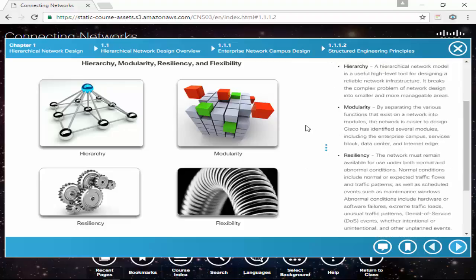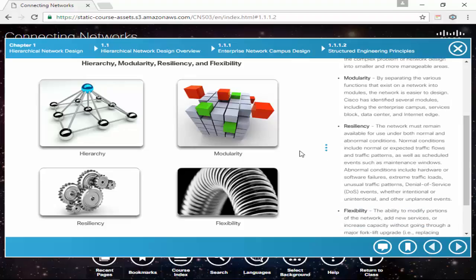Modular. By separating the various functions that exist on a network into modules, the network is easier to design. Okay, so we're probably going to hate modules by the end of this chapter. But anyways, there are modules such as Enterprise Campus, Services Block, Data Center, and the Internet Edge.